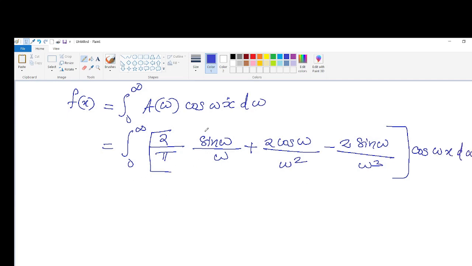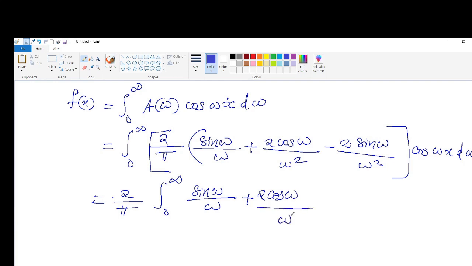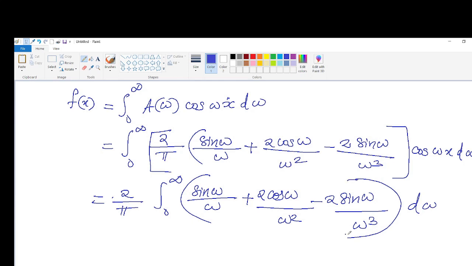Now here you can see that 2/π is a constant, so you can take it outside. So 2/π ∫ from 0 to ∞ of [sin ω divided by ω plus 2 cos ω divided by ω² minus 2 sin ω divided by ω³] cos ωx dω. So this is the required answer.